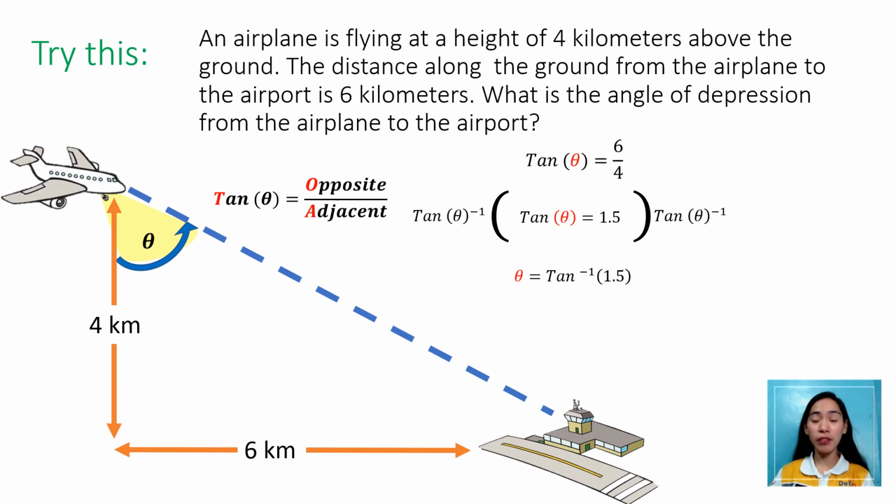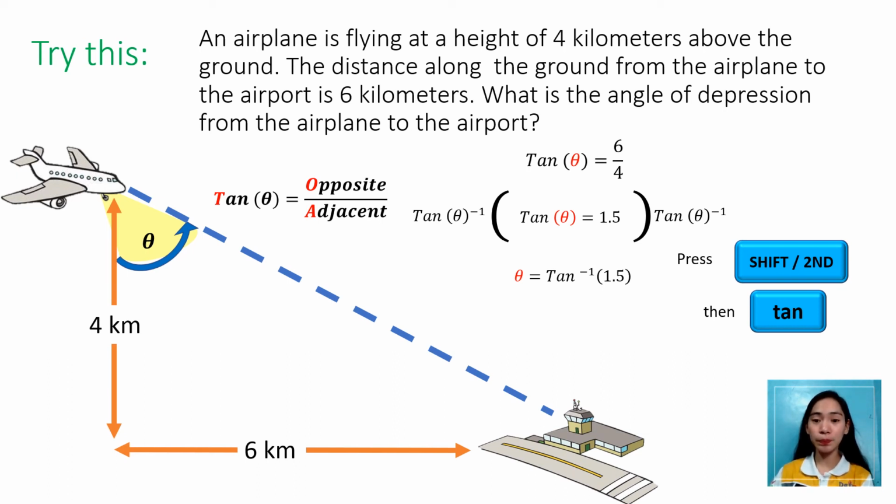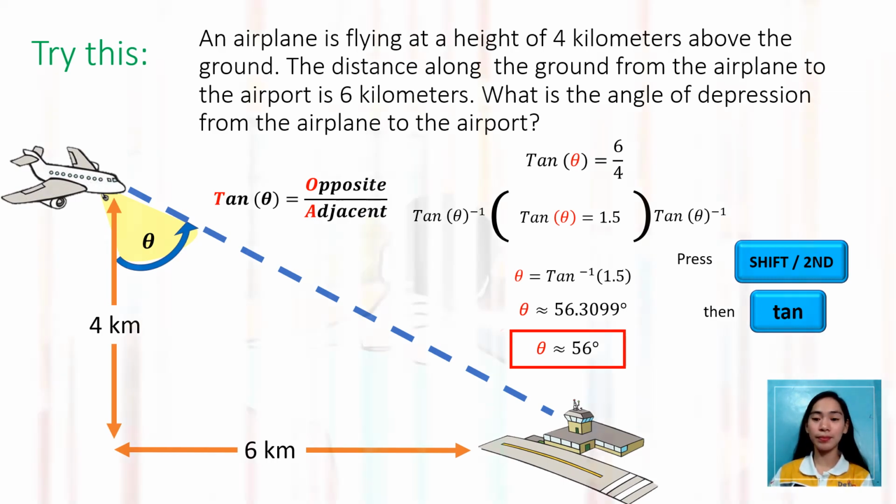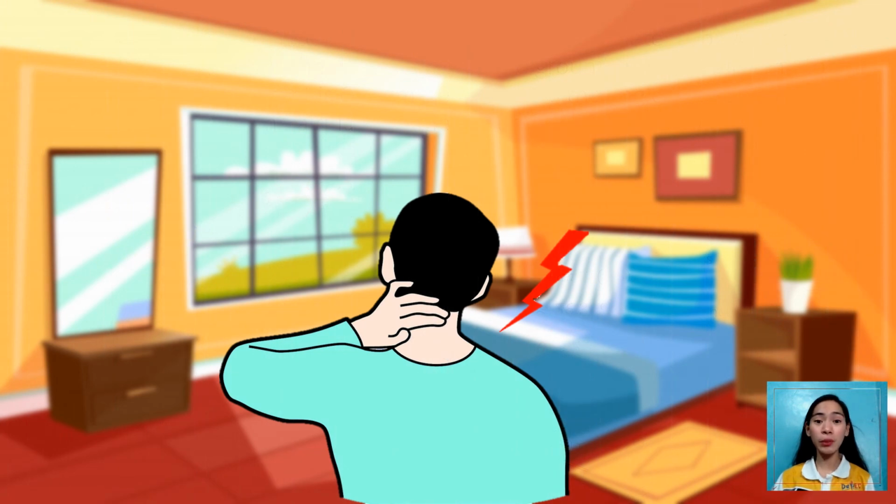Okay, and using a scientific calculator, you're going to input shift and then tan to get the inverse of a tangent, and then 1.5. So it is approximately 56.3099 degrees, or simply it is 56 degrees. So the angle of depression from the airplane to the airport is 56 degrees. Now you're done with your activity, let's go back to our previous scenario.